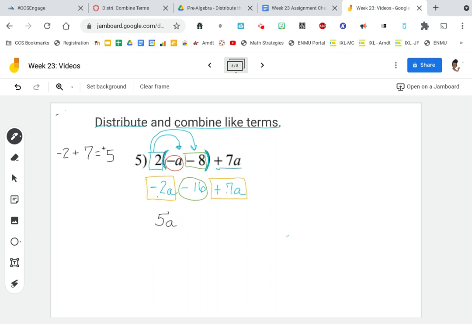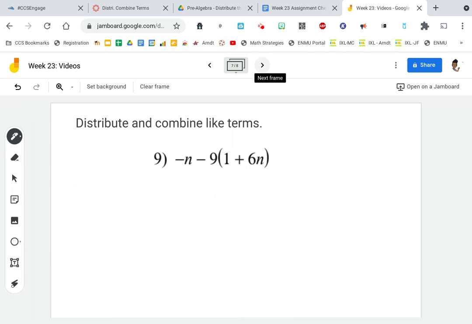And I haven't done anything with this negative 16, so I'm just going to bring it down. And that's my final answer, 5a minus 16.